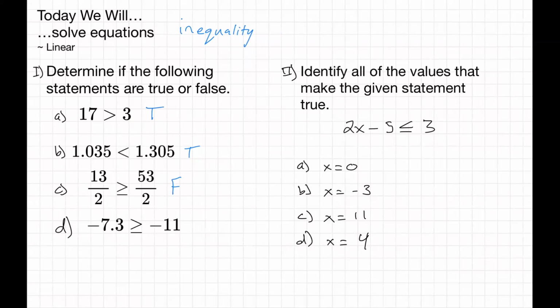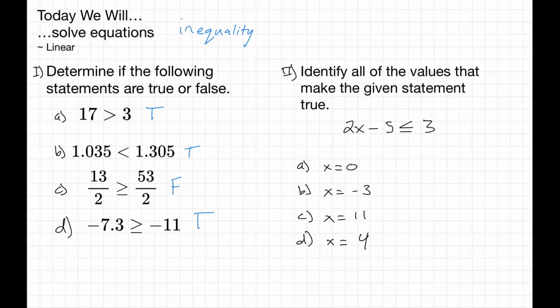How about the last one? Is negative 7.3 greater than or equal to negative 11? All right. In this case, it is, right? Because it's closer to 0 than it is to negative 11, right? So it's definitely true. We've got to be careful because one thing that we're going to deal with is the signed numbers. Okay.